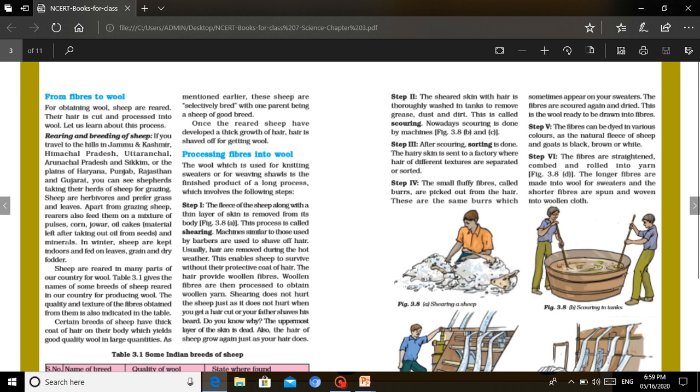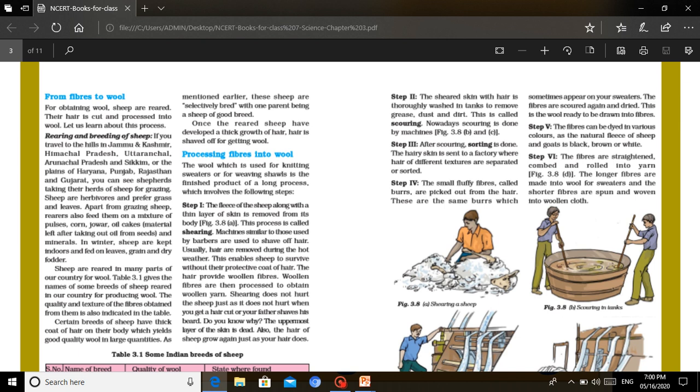Actually, in winter, sheep are kept indoors and fed on leaves, grain and dry fodder. But my dear students, these are the basic important information that you have to keep in mind for rearing sheep, right? Sometimes some sheep have a very thick coat of hair on their body, which can yield good quality wool in large quantities. So these good kinds of sheep can be bred by the process of selective breeding, which was discussed earlier in the previous part of this chapter.